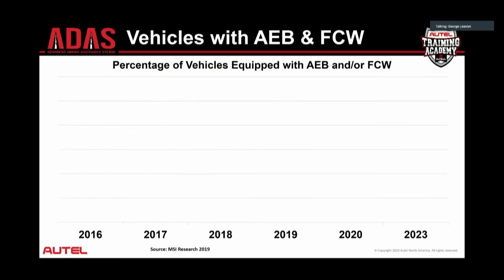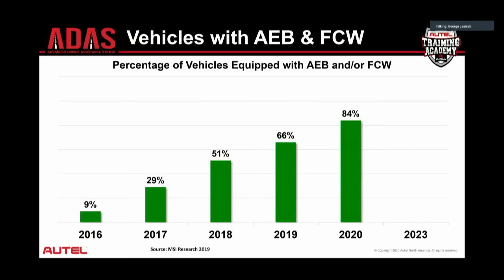Another thing to look at is vehicles equipped with a forward-facing radar sensor for automatic emergency braking or forward collision warning. Back in the 2016 model year, there were only 9% of new vehicles manufactured with a forward-facing radar. But you'll see that each year the percentage of vehicles is continually growing. In 2020, 84% of vehicles sold in the United States had a forward-facing radar sensor that after even minor collisions would need to be recalibrated. And in 2023, with the government mandate for automatic emergency braking on all new vehicles, 100% of vehicles will have forward-facing radar and the need for calibration.